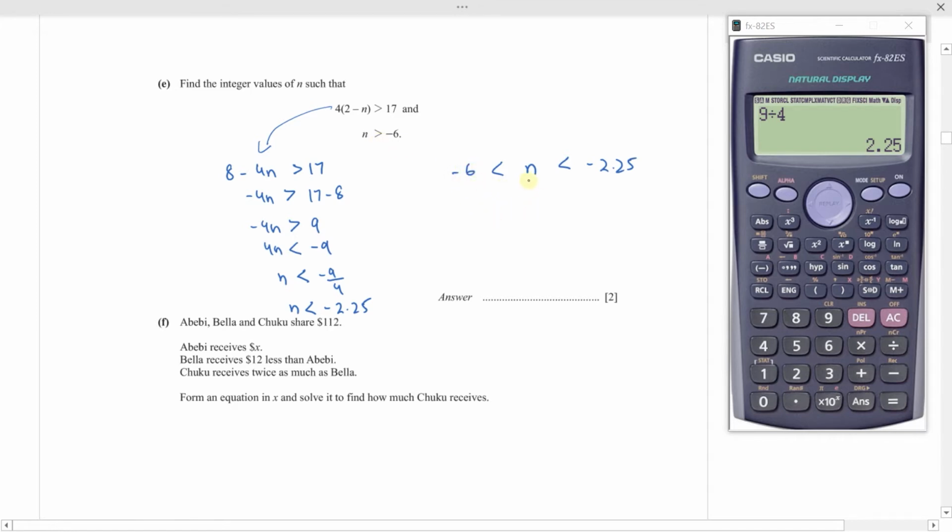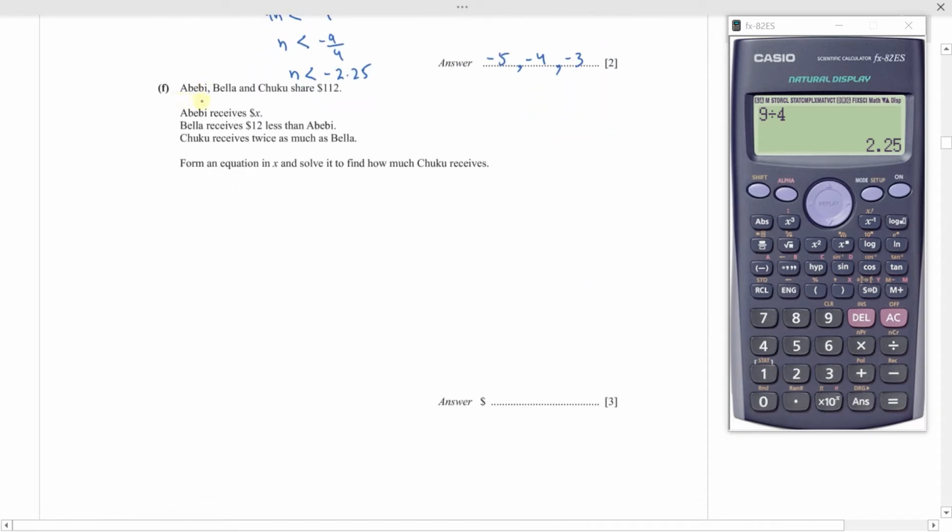So the integer values of n will be greater than minus 6. You have minus 5, and then you have minus 4, then you have minus 3. Minus 2 is not your answer because n is less than minus 2.25. So minus 2 is actually greater than this value. So in this range, you only have these three integers. So you have minus 5, minus 4, and minus 3.